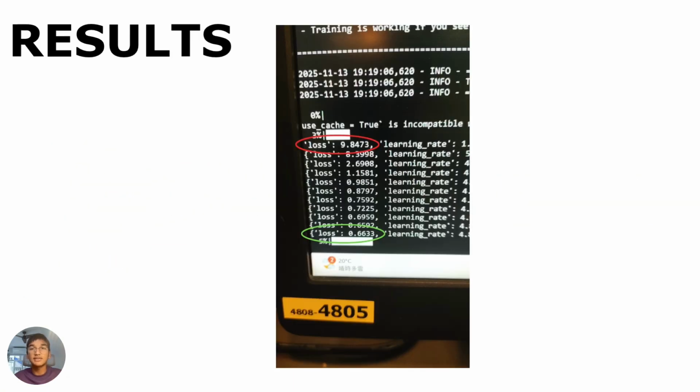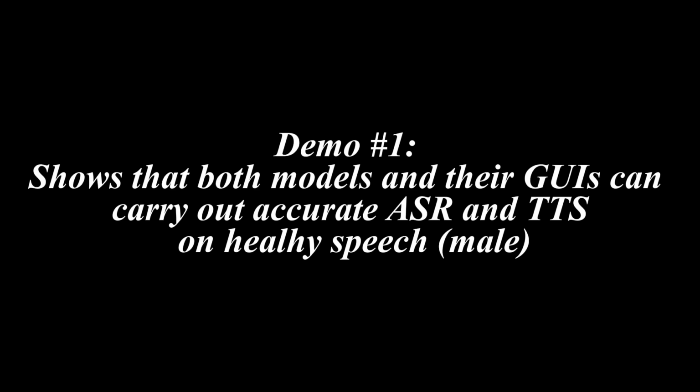The loss function is a mathematical function that measures the difference between a model's predicted value and the actual true value. At the beginning of training, the loss function circled in red is 9.8, which is extremely high. However, as training progresses, the loss function reduces to a value of 0.6, showing an improvement of accuracy by 94%.